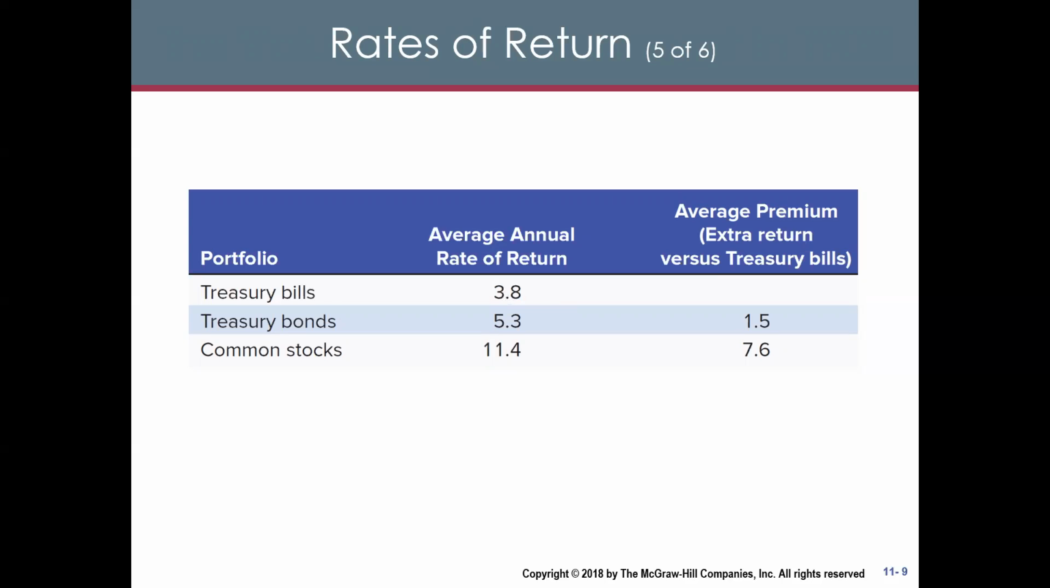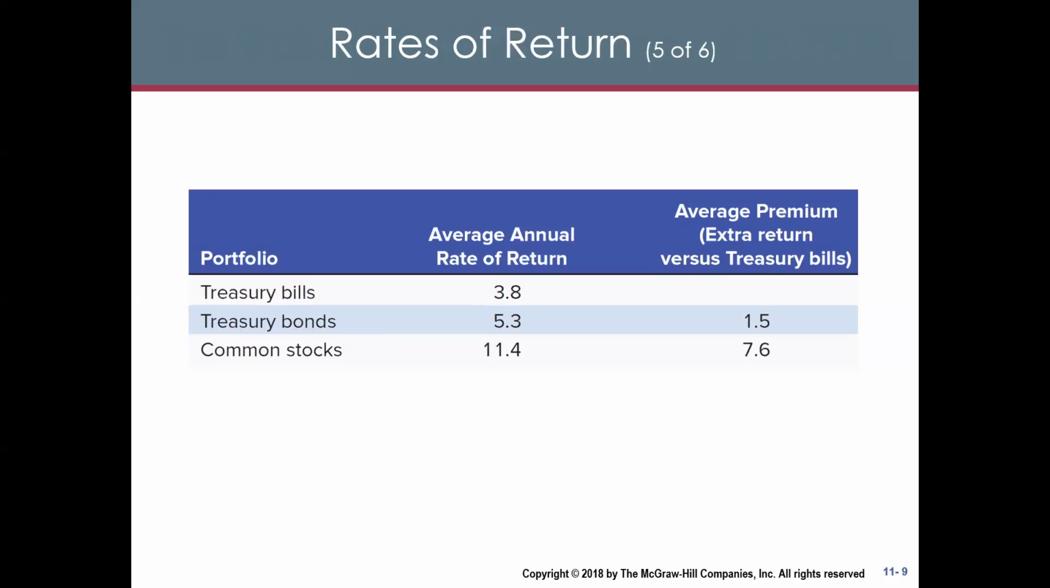So if we believe the U.S. government has very, very low, almost zero possibility to default, then the treasury bill is risk-free. Okay, so the treasury bill rate is also called the risk-free rate. The rate in excess of this risk-free rate is called the risk premium. Okay, so the treasury bonds have a premium of 5.3 minus 3.8. So the treasury bonds have a 1.5 risk premium.